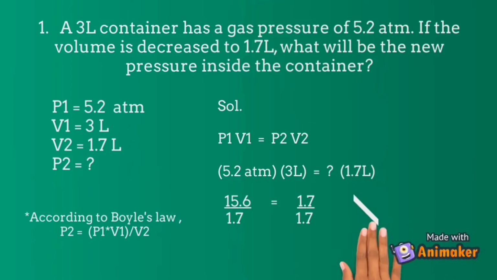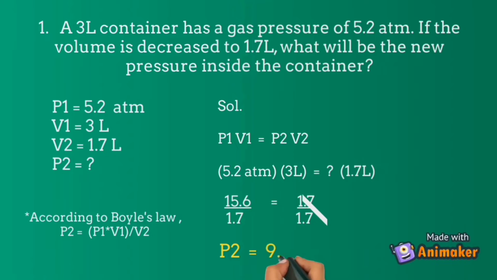Divided natin both side into volume, which is the 1.7 liter. Apply lang natin 5.2 times 3 liter divided by 1.7, and we got 9.18 atmosphere. So this is our answer, our second pressure.